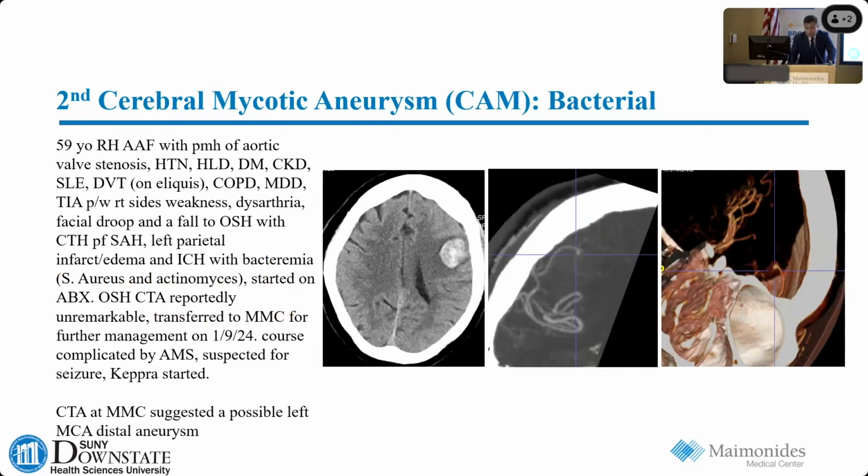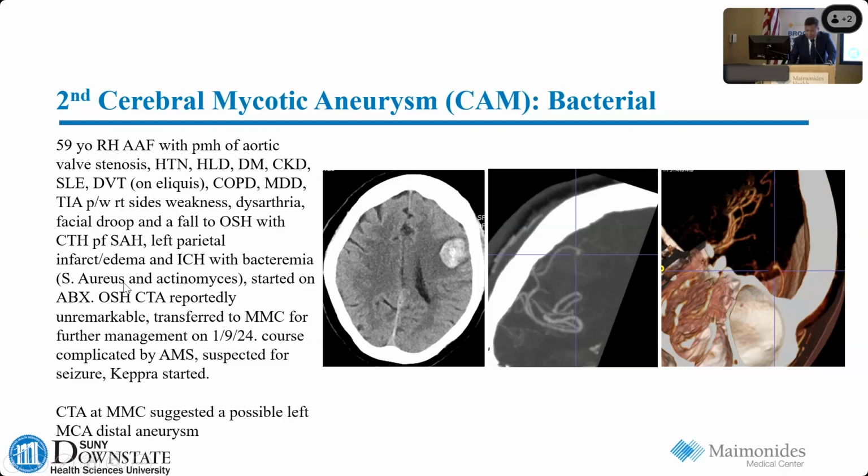So I want to quickly go through the second case before I summarize what we can say about it as mycotic aneurysm. The second case was also recently treated over here, transferred from an outside hospital with a fall, with right-sided weakness and a facial droop. CT showed subarachnoid hemorrhage and also left frontal intraparenchymal hemorrhage. Initially, there was a question whether this was traumatic or not, which we didn't think so.